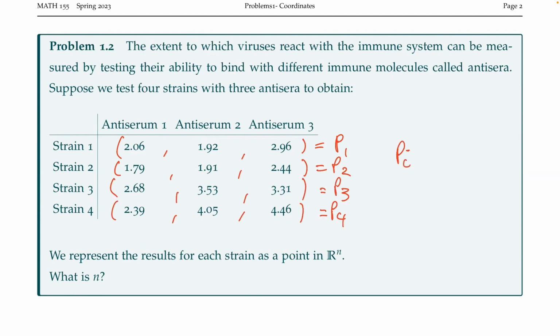And each of these points, can anyone tell me what they belong to? Loudly? R3. Yep, so they're all real numbers. They're all in R3. In this case, what is N? If there are points in Rn, N is 3. Nice and simple, right?